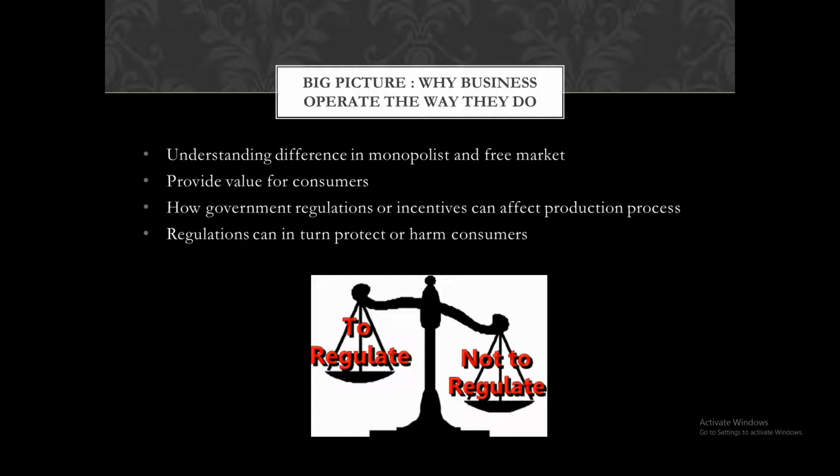So, what is the big picture? Why do businesses operate the way they do? Understanding the difference between monopolistic and free market types of markets will enable you to understand why firms operate the way they do. In addition, firms are also looking to provide value for consumers, and government regulations or incentives can also affect production processes. Regulations can in turn protect or harm consumers, and they will all affect businesses and the way they operate.